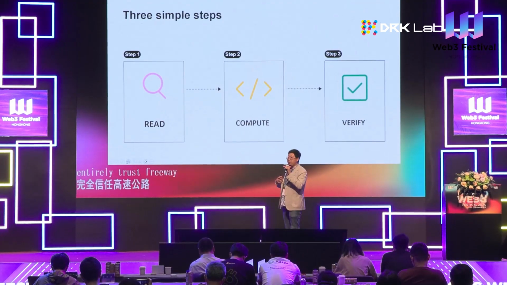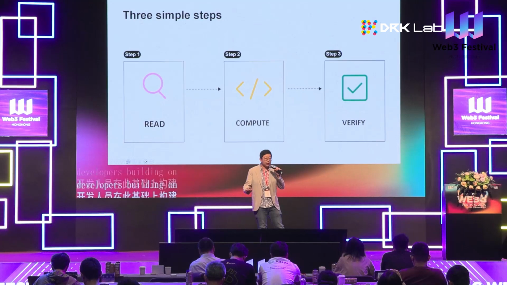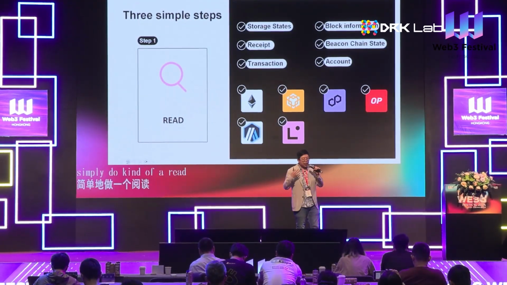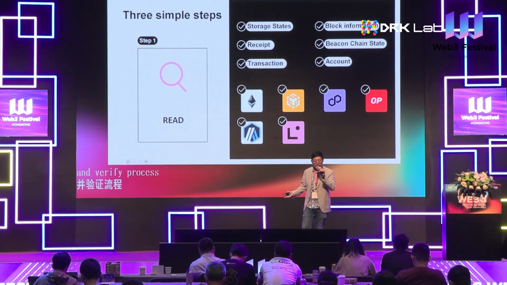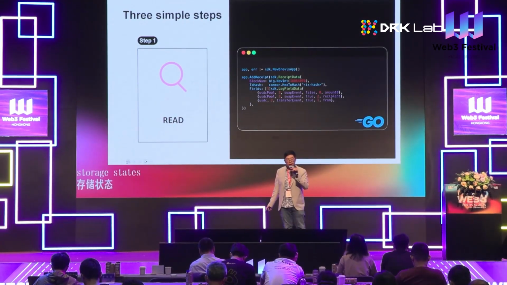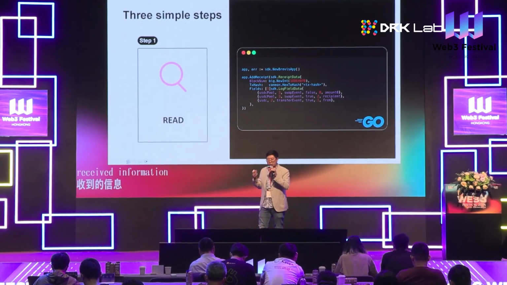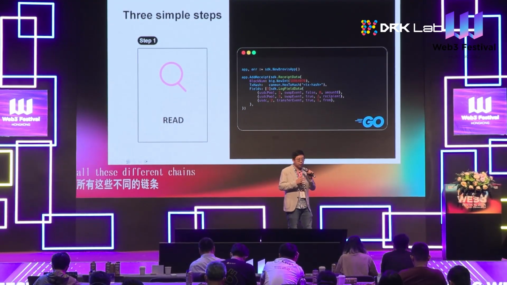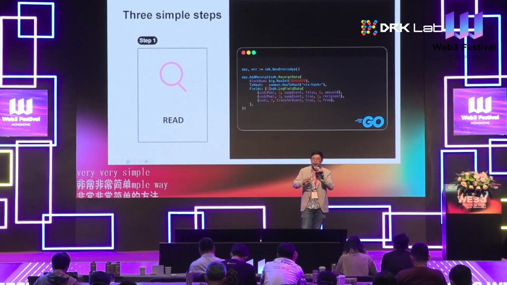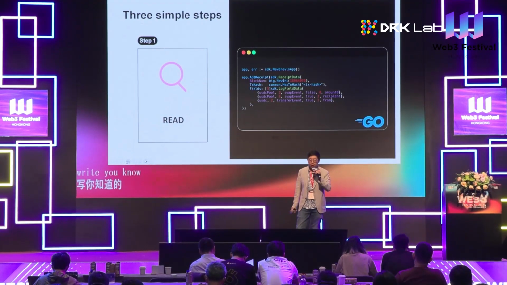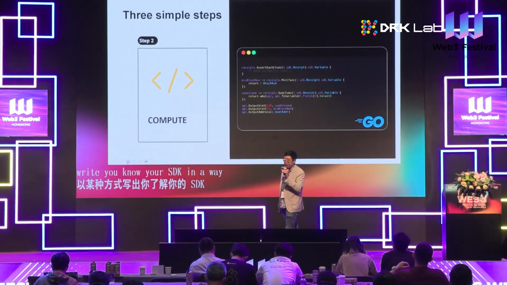Developers building on Brevis can simply do a read, compute, and verify process, as I just mentioned, that can basically allow developers to access storage states, block information, receipt information, beacon chain state, and account transactions across all these different chains, in a very, very simple way. The key thing here is that you can write your SDK in a way that hides all the ZK complexity and the ZK circuit complexity away and allows users to just simply use this stuff.